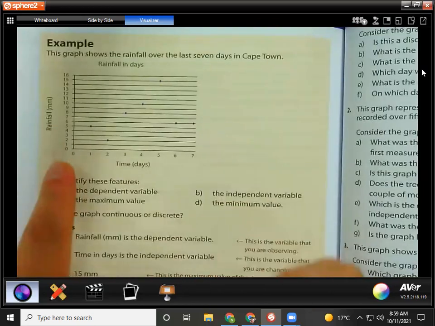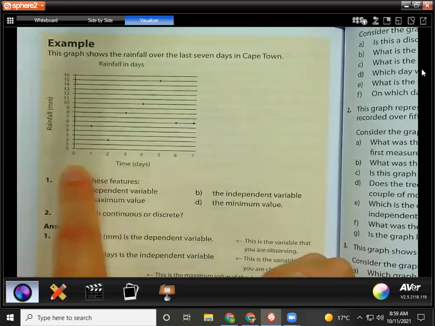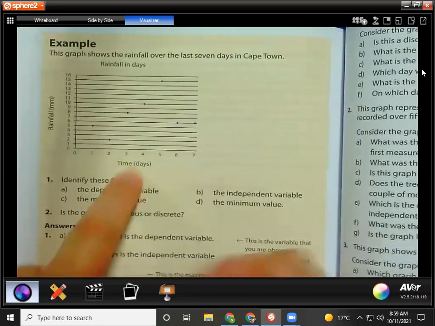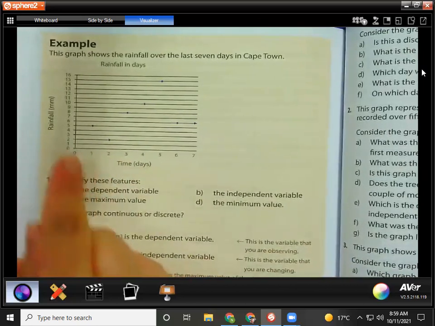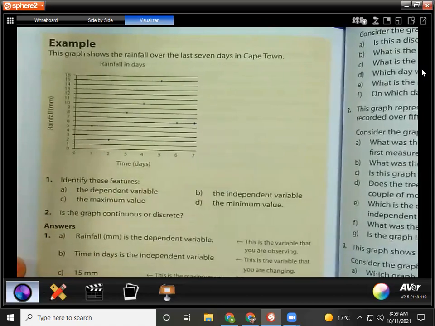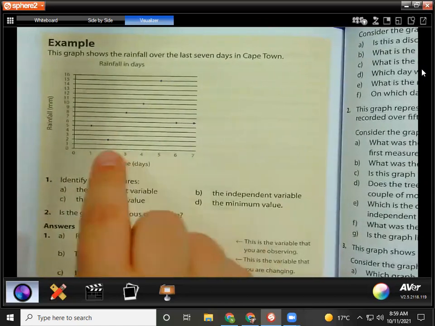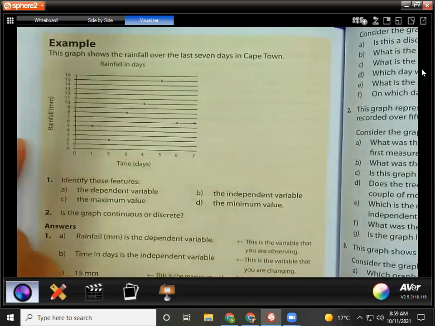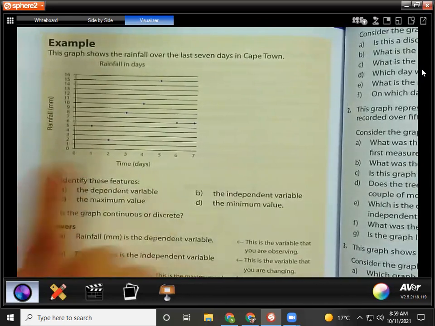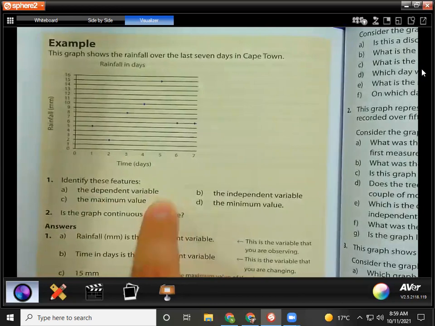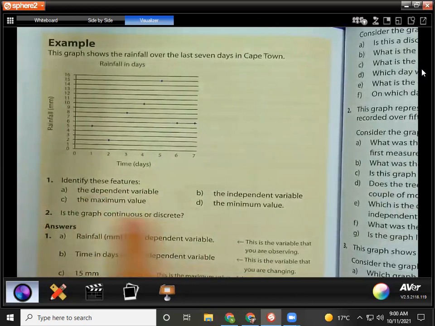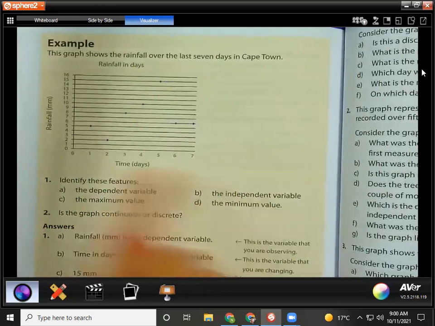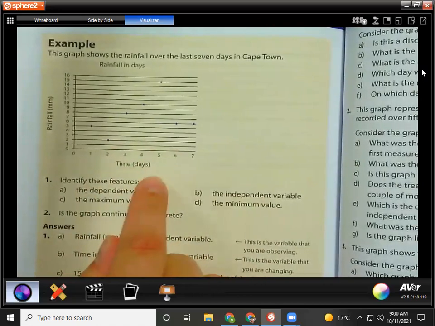But they're saying here time in days, that's a bit misleading. I would have preferred if it was Monday, Tuesday, Wednesday, Thursday, Friday, like that, but it's fine. So the day that we have actually influences what the rainfall is. So the dependent variable is rainfall in millimeters. For B, they're asking for the independent variable, that is time, days.